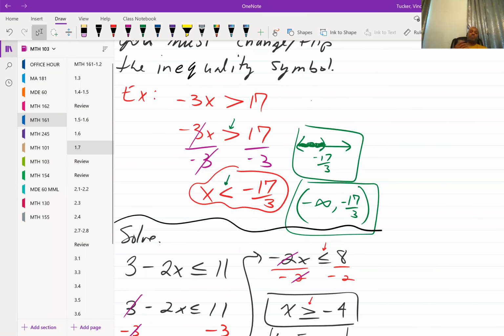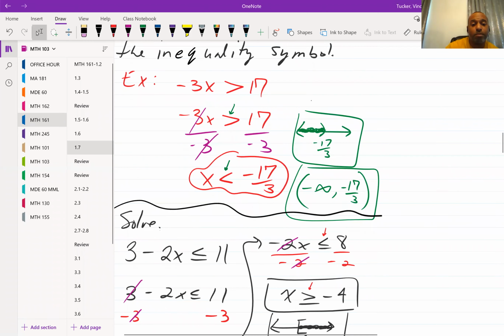All right. So to solve, just like I said, you will solve it the same way we would our regular linear equations. Just that if there's a negative that we need to multiply or divide by, then we need to make sure we're cognizant of that because we're going to change our inequality symbol.